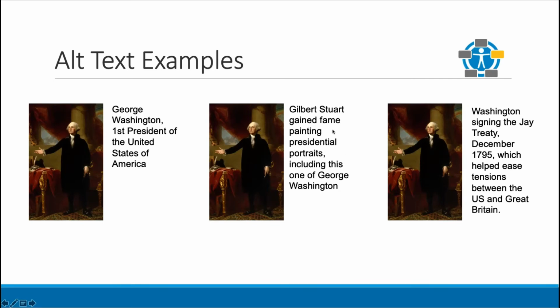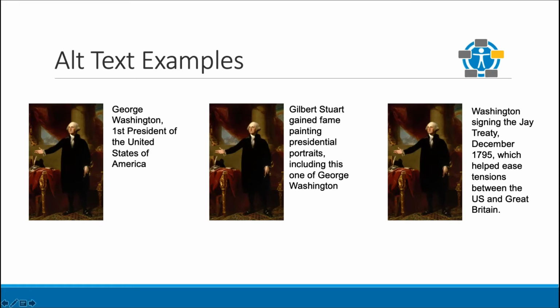In the second example, maybe I'm teaching an art history course, and I care less about the fact that Washington was the first president. I care even less that Washington was really in the picture. What I care more about is the artist. So Gilbert Stuart gained fame painting presidential portraits, including this one of George Washington. The alt text is more focused on the history of the piece rather than the content.